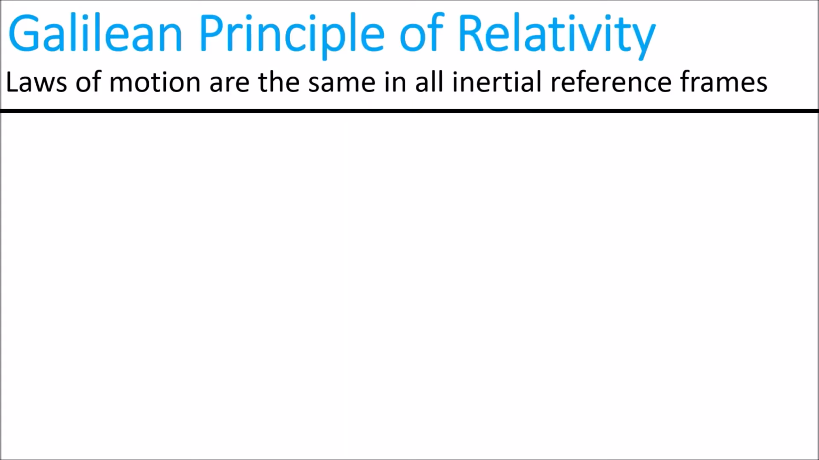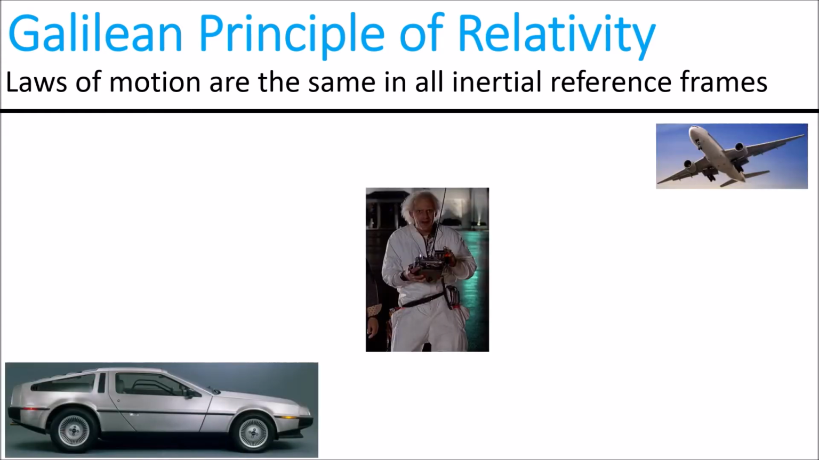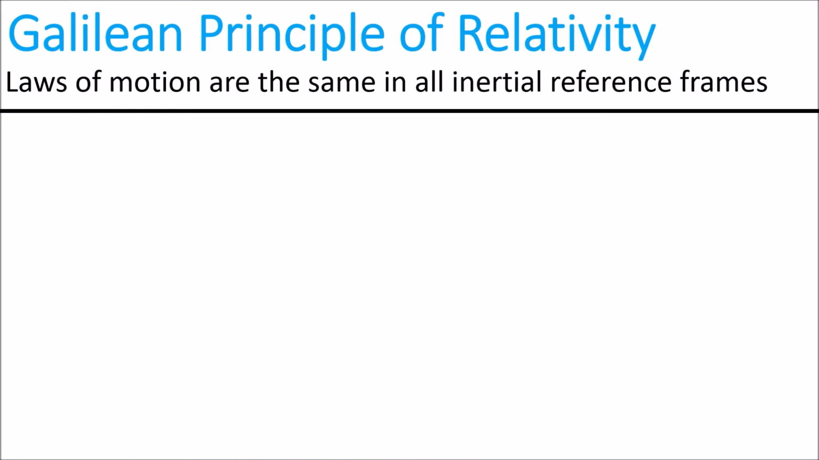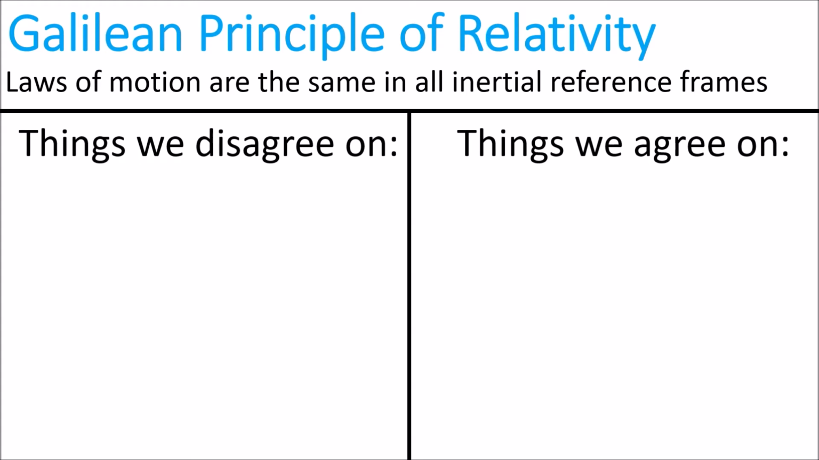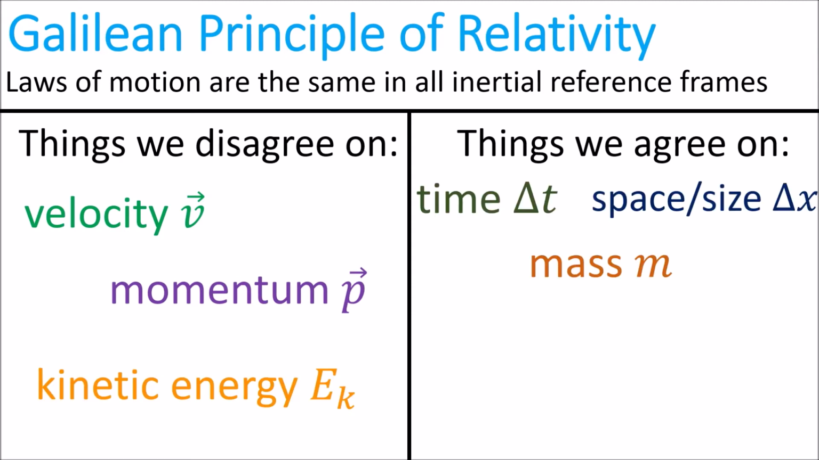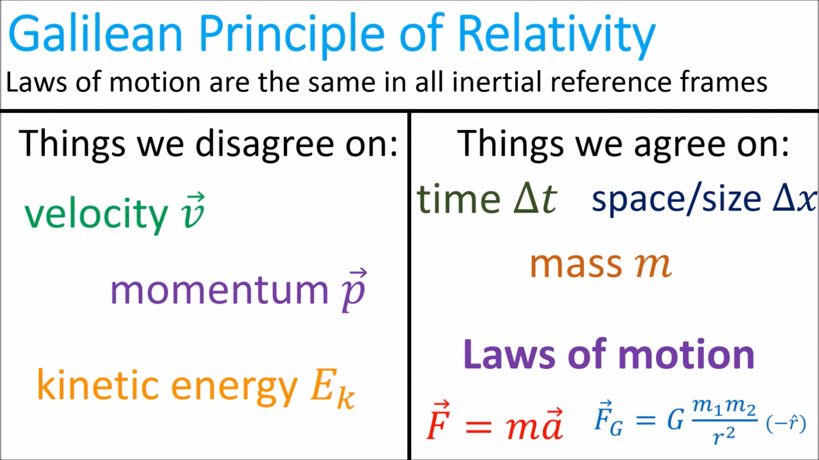Remember in Relativity 101, we stated the Galilean principle of relativity, which means that the laws of motion are the same in all inertial reference frames. An inertial reference frame is just a non-accelerating reference frame, such as a scientist standing still on the ground, or a car or plane traveling by at constant speed. In Galilean relativity, different inertial reference frames will disagree on an object's velocity, momentum, and kinetic energy, but they will agree on time, space, and mass, and Newton's laws of motion and gravity.